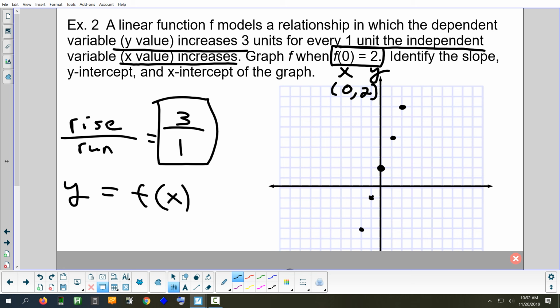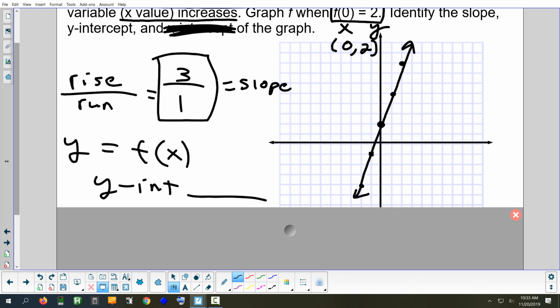So all I want you guys to do on this one, I don't want you to find the x-intercept. I'm not worried about that. There's my line. Okay, graph, check. Identify the slope. What's the slope? 3 over 1. Yeah, that's my slope. You could write 3, you could write 3 over 1. I give you full credit for either one. Slope. What else does it want me to identify? Y-intercept.